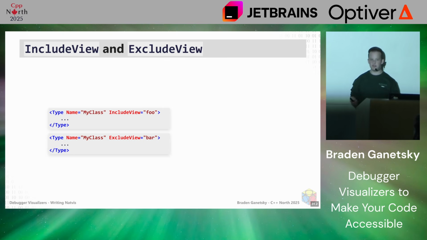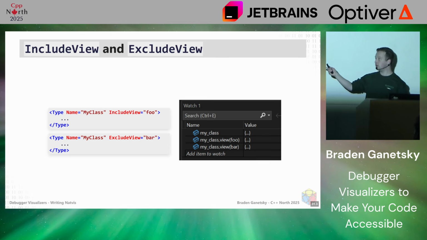Has anyone used views in the VS Debugger before? A few hands. So in the Visual Studio Debugger, in the watch window, for example, you can type my class, that's the name of my variable, and it will display as whatever it displays. But you can also write my class, comma, view, and then something you want to put in there. So here I have comma, view, foo. This is a feature, it's documented. So basically, the first line there, view foo, will actually match against both of these visualizations. And the bottom one, view bar, will actually match against neither of these visualizations. And that's not quite helpful.